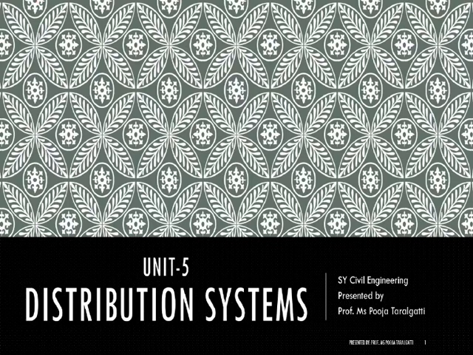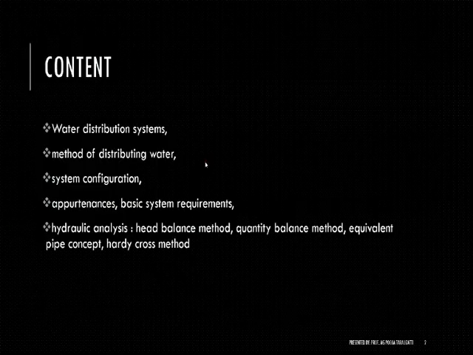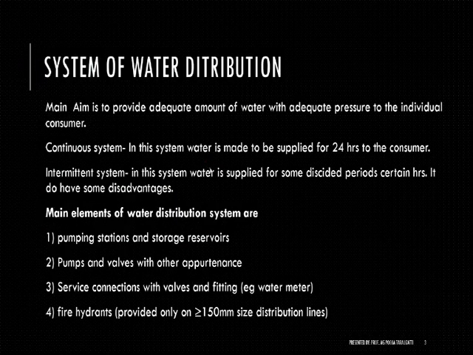Today we are going to cover unit number 5, distribution systems. Here are the contents that we are going to see. So we will start with the system of water distribution. Before going for actual systems, let's understand what exactly this distribution system is for. Generally, the main aim of a distribution system is to provide good quality as well as quantity of water to the consumer end with an adequate amount of pressure, because every consumer wants the water with a sufficient pressure head.